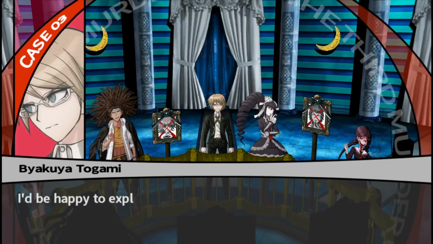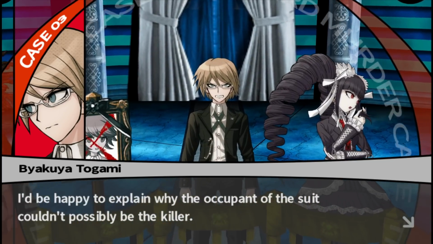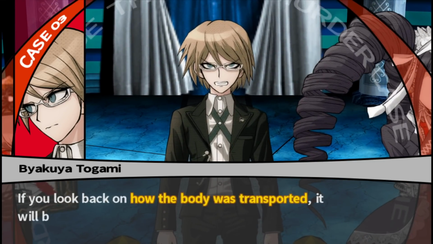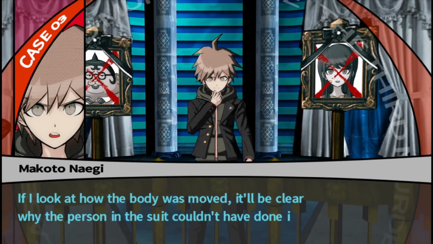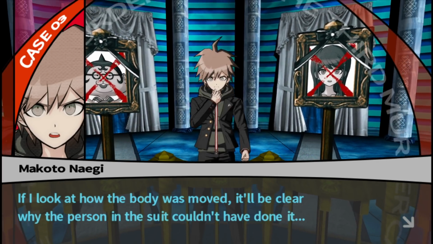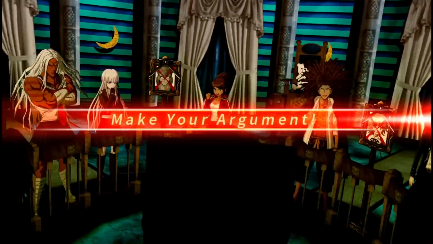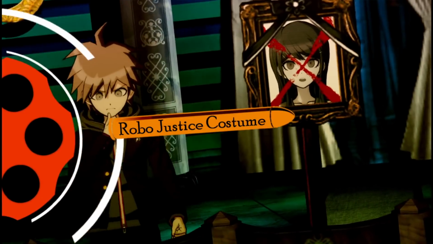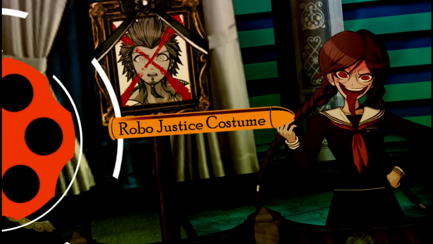For real. I'd be happy to explain why the occupant of the suit couldn't possibly be the killer. He was knocked out. If you look back on how the body was transported, it will become immediately obvious. If you look at how the body was moved, it'll be clear why the person in the suit couldn't have done it. What does that mean? Well, you can't bend at the waist in the suit. But we got the Robo Justice costumes. Let's see what we can hit it with.